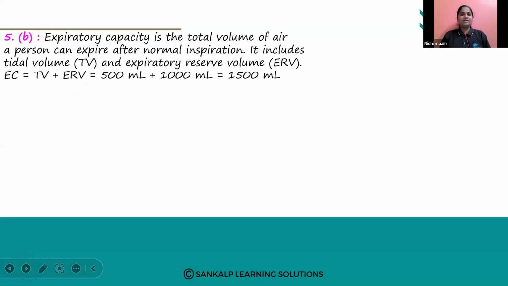So here you can see a formula which is called expiratory capacity. So this is the main formula. Please note it down. Expiratory capacity means what? Tidal volume and expiratory reserve volume. So what is tidal volume here? 500 ml. What is the reserve volume here? That is expiratory reserve volume, 1000 ml.